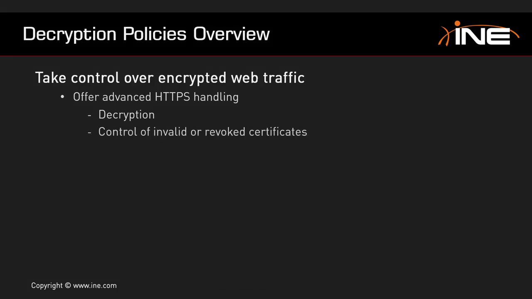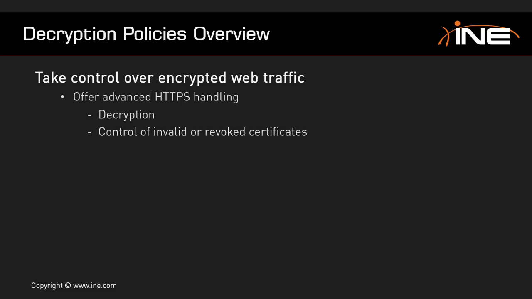The second reason is the ability of better controlling invalid certificates. You will be able to tell WSA what to do if a certificate of a server is revoked or maybe invalid, like it expired. You will be able to tell it if you want to block the connection or maybe allow it through. And something like this you wouldn't be able to do in the access policy, because access policy is generally meant for clear text communication.